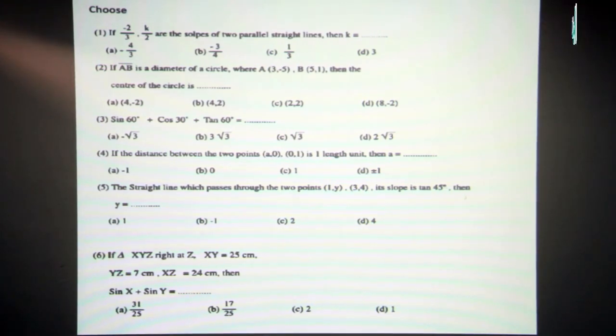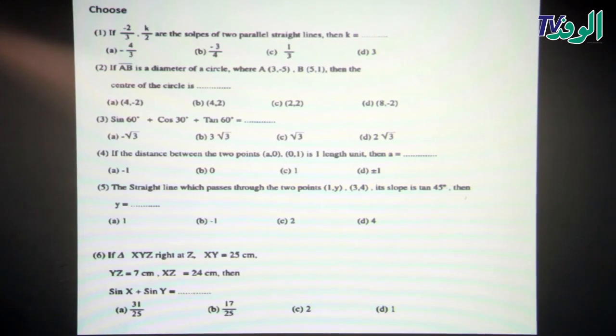Number 3. Sine 60 plus cosine 30 plus tan 60 equals: negative root 3, 3 root 3, root 3, or 2 root 3. Number 4. If the distance between the 2 points A(a, 0) and (0, 1) is 1 length unit, then what is the value of a? Negative 1, 0, 1, or plus or minus 1.